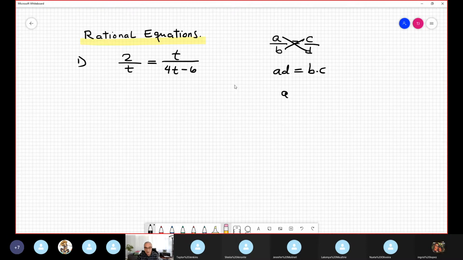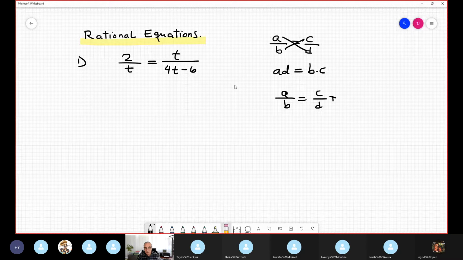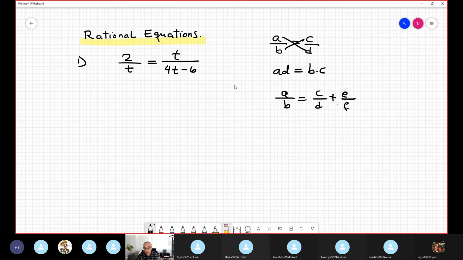Because suppose you have A over B equal to C over D plus E over F, or minus. We cannot apply cross multiplication, of course. So the fantastic way, in my opinion, in algebra, when you have fractions and you need to remove the fraction because I don't like the fraction, you multiply the entire equation by the least common denominator and magically the fraction disappears, no fraction anymore.